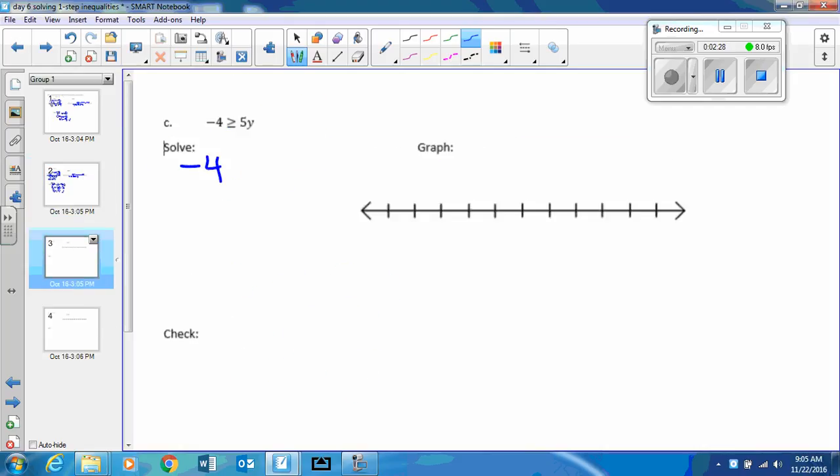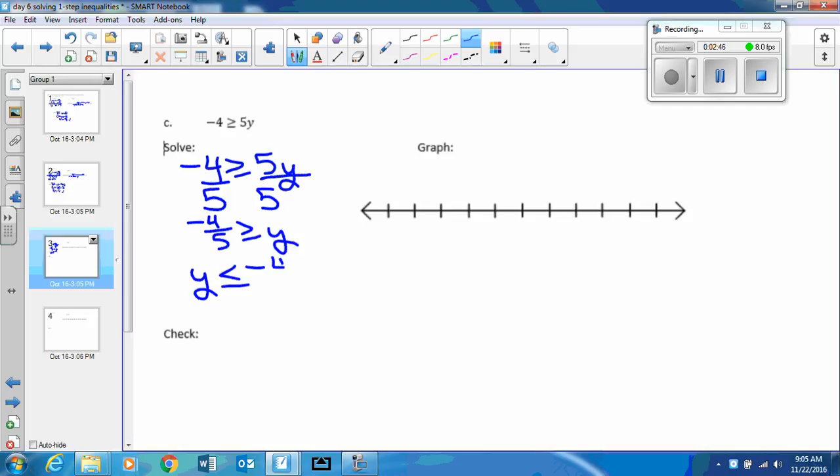Negative 4 is greater than or equal to 5y. Attached to y is 5 by multiplication, so my inverse would be to divide each side by 5. So I get negative 4/5 is greater than or equal to y, but I would rewrite it with the y written first, so that's the same thing as saying y is less than or equal to negative 4/5.